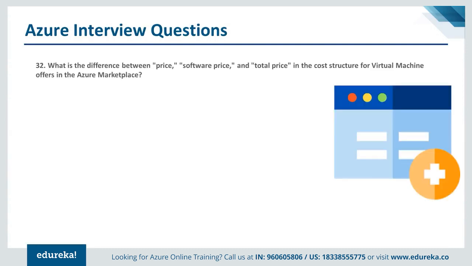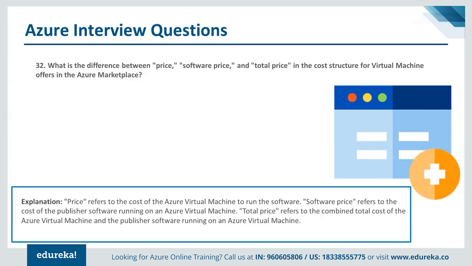So jumping on to the next one. What is the difference between price, software price, and total price in the cost structure for virtual machine offerings? So let's just see. Price refers to the cost of the Azure virtual machine to run the software. Software price refers to the publisher software running on the virtual machine. Total price refers to the combined cost of these two. Simple enough. I don't think you need more details, because it's very simple. Price of VM, software price, total price. Total price is equal to price of VM plus software price.